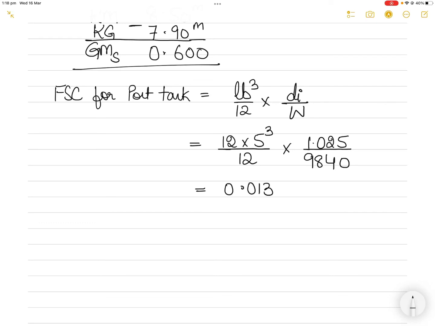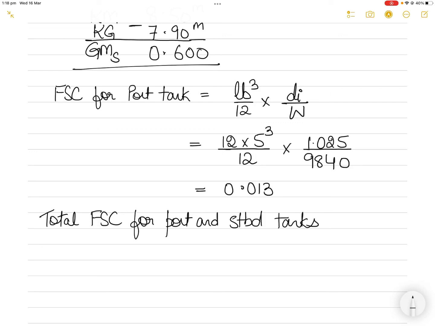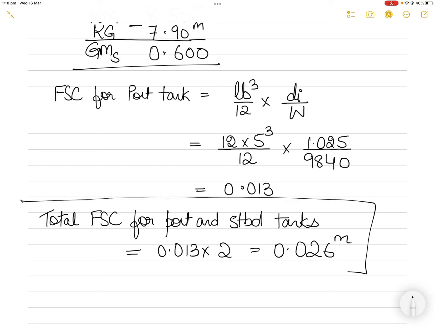Now because both tanks are half empty, the total free surface correction for port and starboard tanks will be equal to 0.013 multiplied by 2, which is equal to 0.026 meters. This is the total, because there are two tanks. Now if there was only one tank which is half full, the other being either empty or full, then you would only consider the free surface correction for one tank.